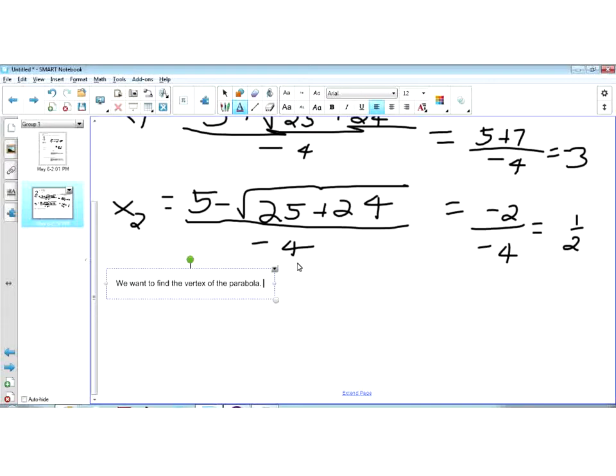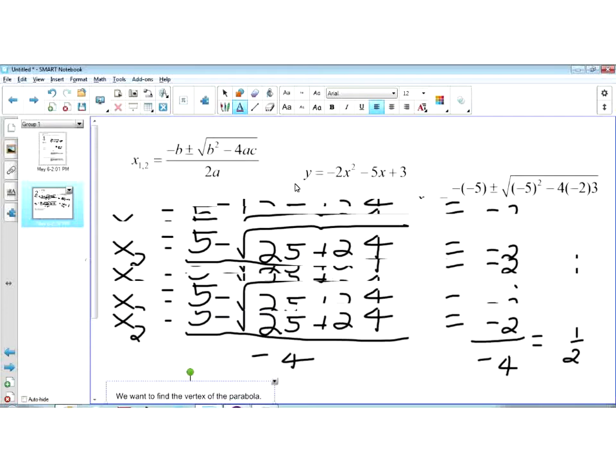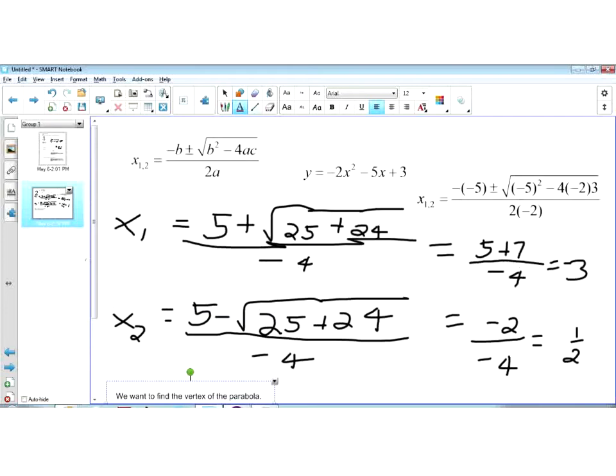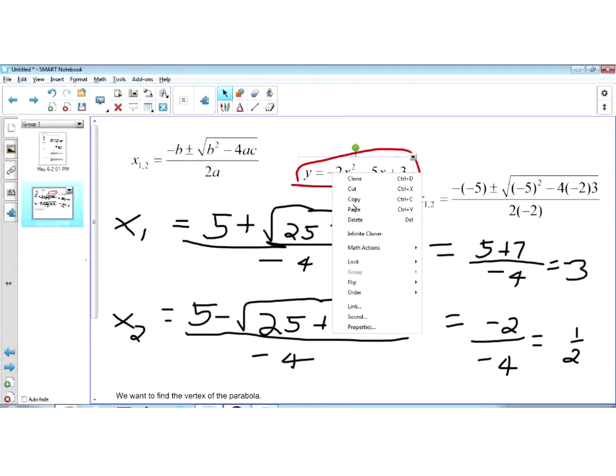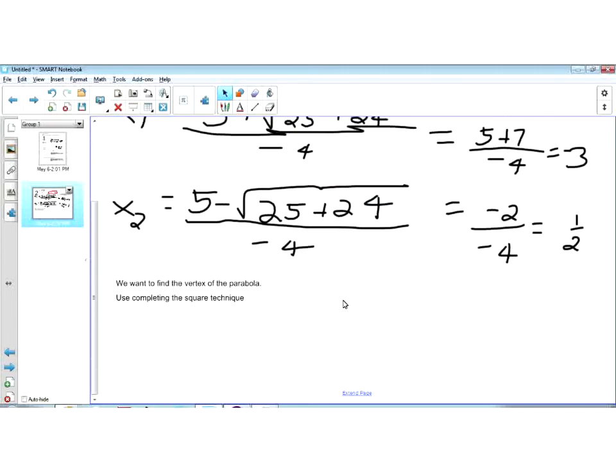All right, so what would that entail, to complete the square of the parabola? Well, let me write this down. Use the completing the square technique. The first thing you want to do is look at your parabola right here, your equation. Here's our equation right here.